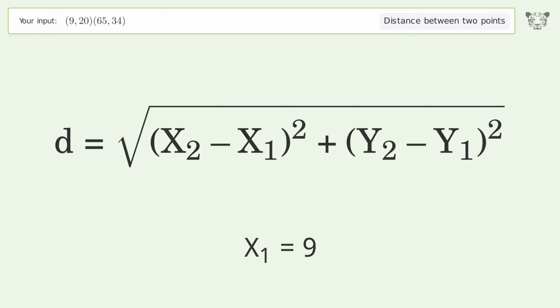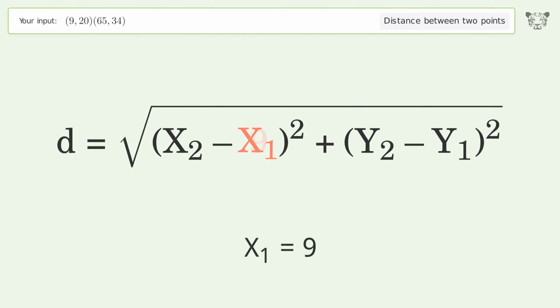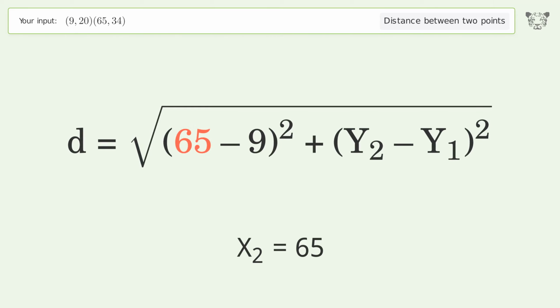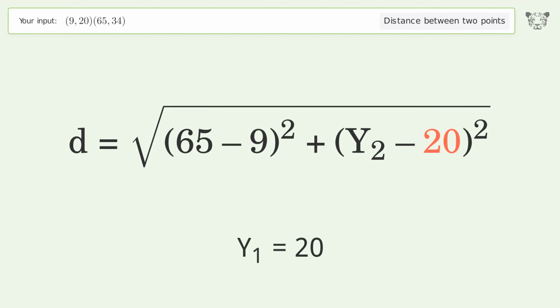x1 equals 9. x2 equals 65. y1 equals 20. y2 equals 34.